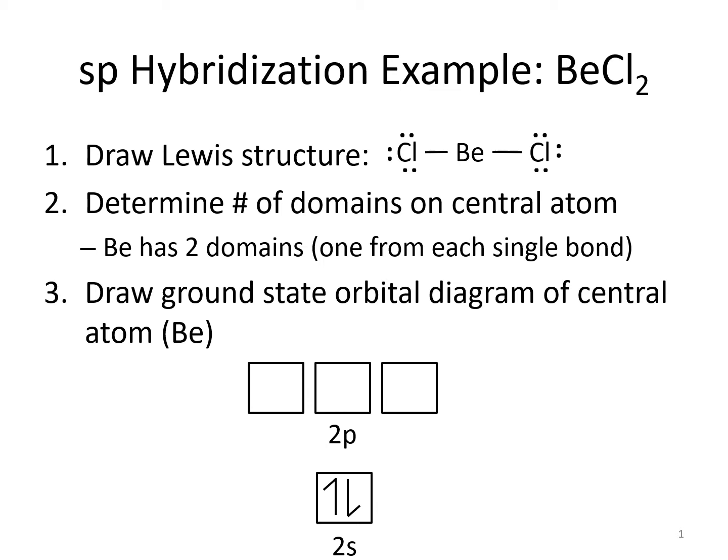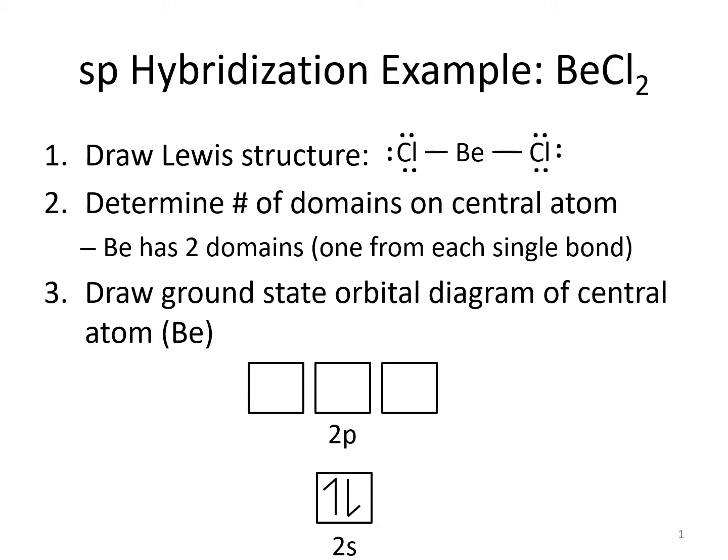Second, count the electron domains on the central atom. Beryllium has 2 single bonds and no lone pairs, so it has 2 domains. Third, draw the ground state orbital diagram for the central atom, which in this case is beryllium. Beryllium has 4 total electrons, but only 2 of them are valence electrons.